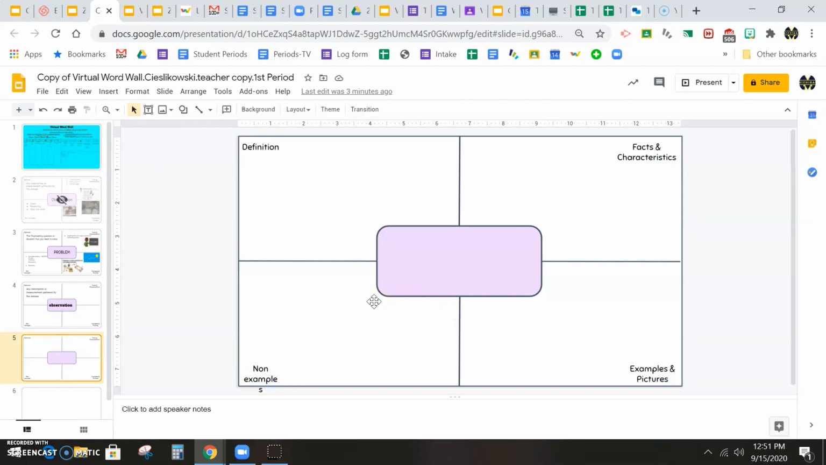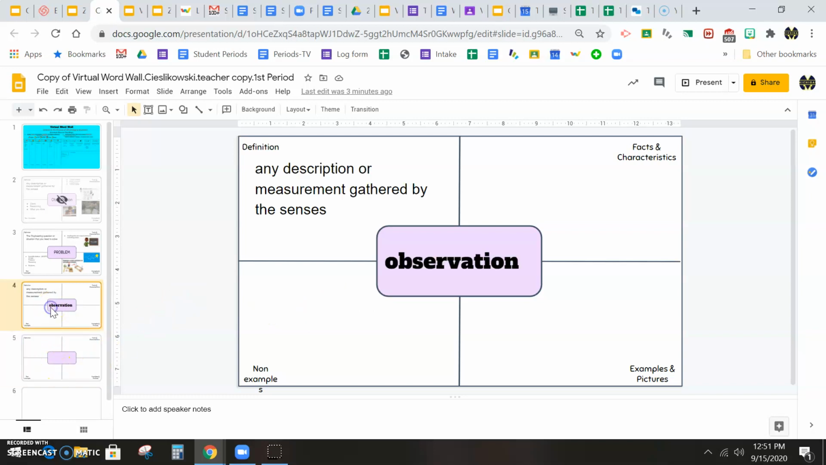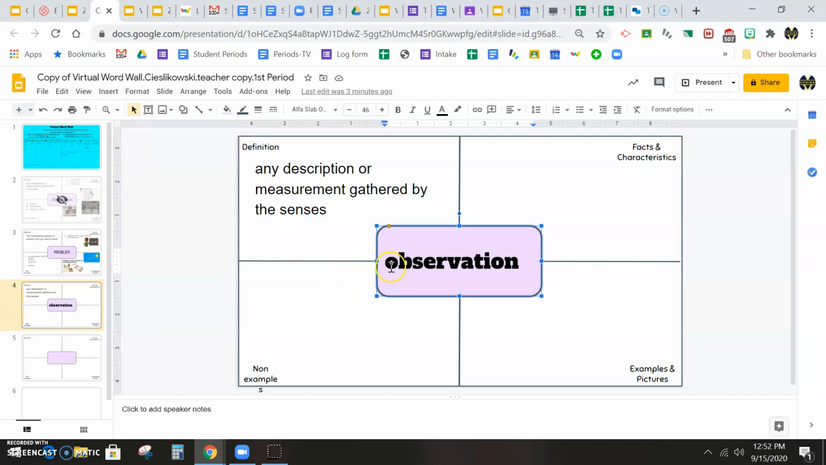So if you weren't online with us, you're going to want to choose a blank slide. I'm going to choose this one because I already typed the word observation in the middle. That's the word we're focusing on. And then we're going to add a definition, which we came up with together. And I did say I want all of you to use this one: any description or measurement gathered by the senses. So I just clicked and I typed in that definition.